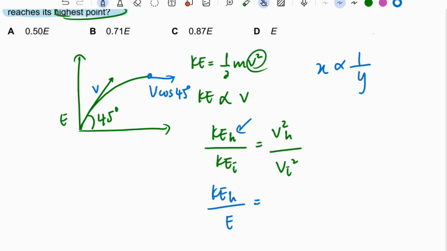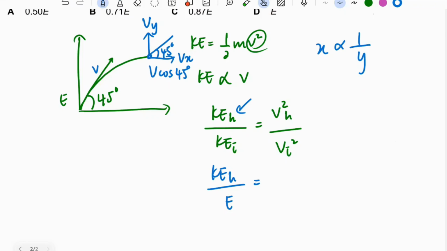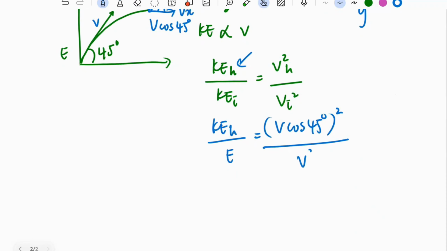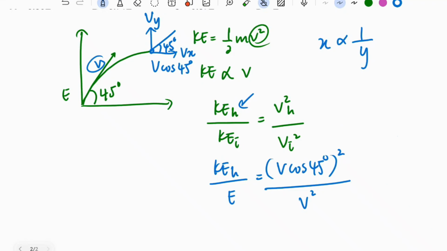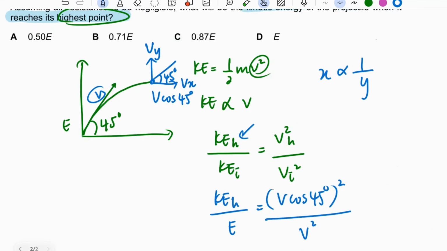Why is it cos 45? So this is Vy, this is Vx. It is 45 degrees, and you do trigonometry, you will get V cos 45. So this will be V cos 45 degrees. Don't forget your square, okay? And V initial is just V squared. At this point, your resultant velocity at your highest point is V cos 45 because your Vy is 0. So your resultant is your horizontal velocity.